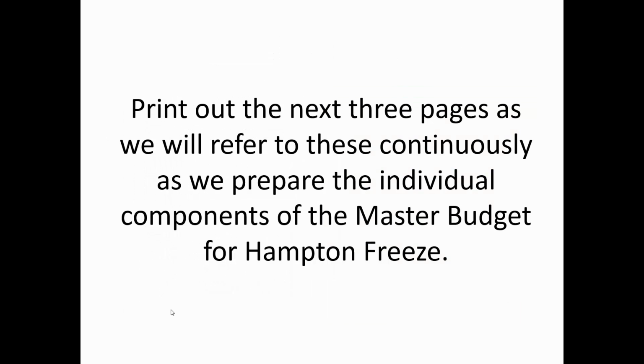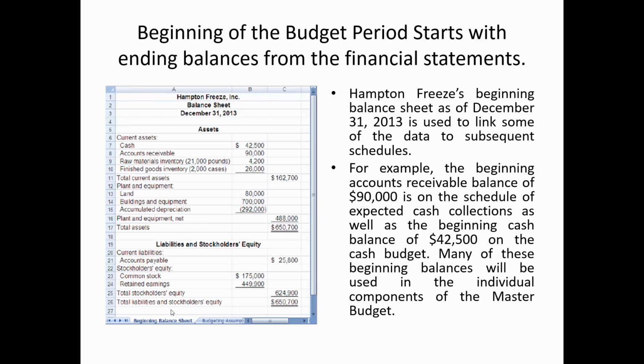Print out these next 3 pages, as we'll be referring to these continuously as we prepare the individual components of the master budget for Hampton Freeze, which is our example. The beginning of the budget period starts with the ending balances from the financial statements. Here we have the balance sheet as of December 31st, 2013. We will be preparing a budget for 2014, but we need the ending balances from 2013 in order to do so.